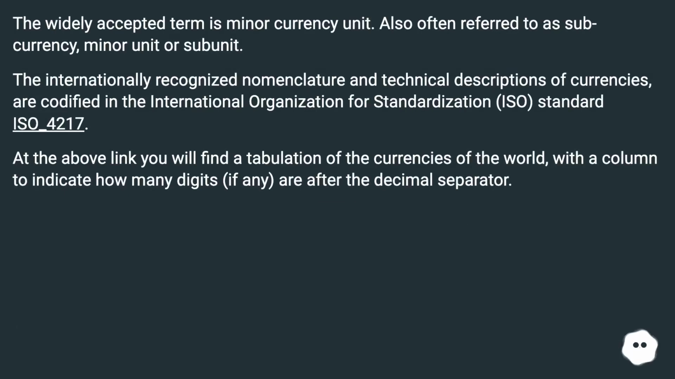The widely accepted term is minor currency unit, also often referred to as subcurrency, minor unit or subunit. The internationally recognized nomenclature and technical descriptions of currencies are codified in the International Organization for Standardization, ISO, standard ISO 4217. At the above link you will find a tabulation of the currencies of the world, with a column to indicate how many digits, if any, are after the decimal separator.